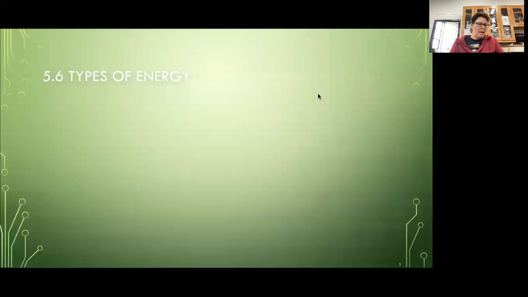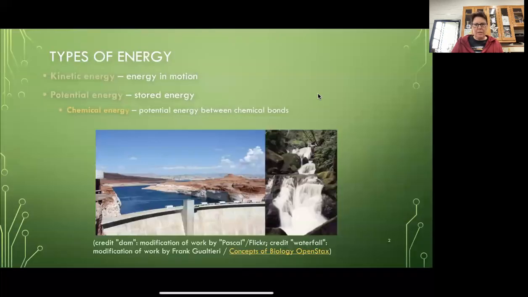All right, so section 5.6 talks about types of energy. And I kind of already did, because I did this in reverse order, but let's talk about the two types. So we have kinetic energy, which is energy in motion, and we have potential energy, which is stored energy.